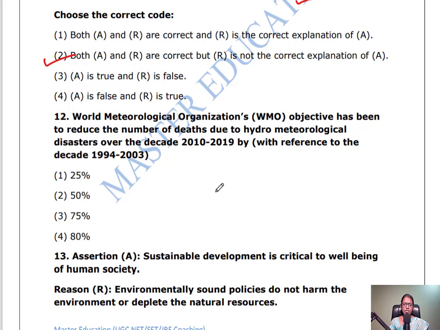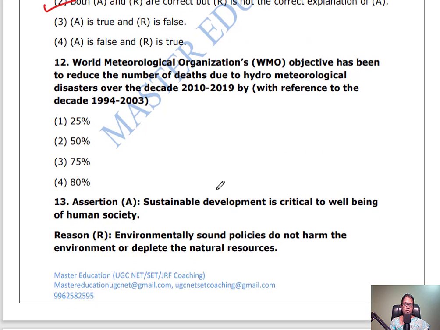The next question, World Meteorological Organization objective has been to reduce the number of deaths due to hydrometeorological disaster over the decade 2010 to 2019 by 50%. So WMO, World Meteorological Organization, their objective is to reduce the number of deaths due to hydrometeorological disaster. Hydrometeorological means that it is due to water and land, like soil erosion and so on. The main aim of WMO is to reduce the number of deaths by 50%.